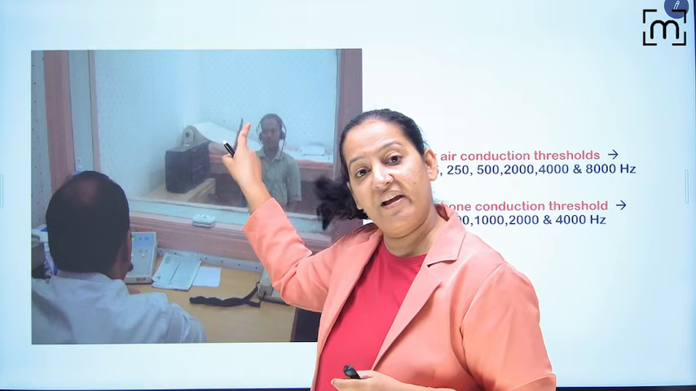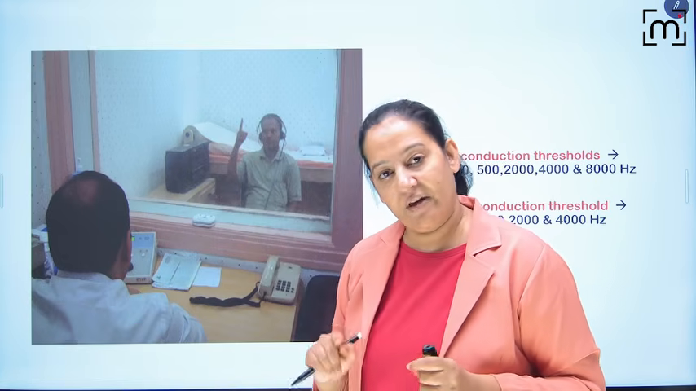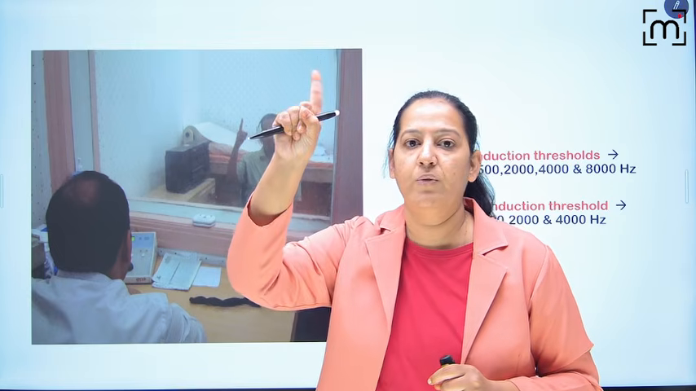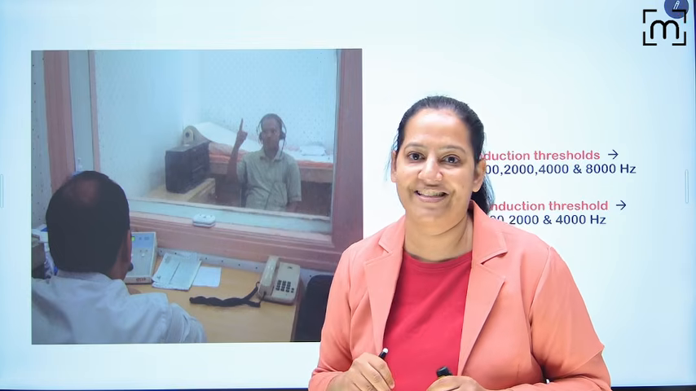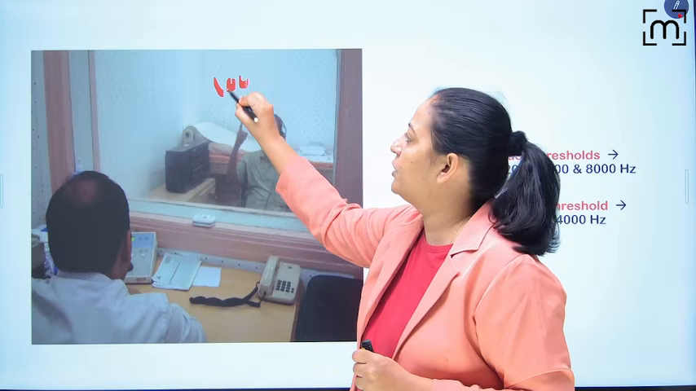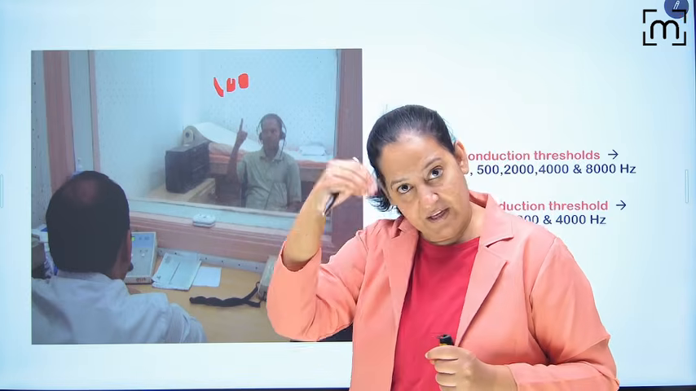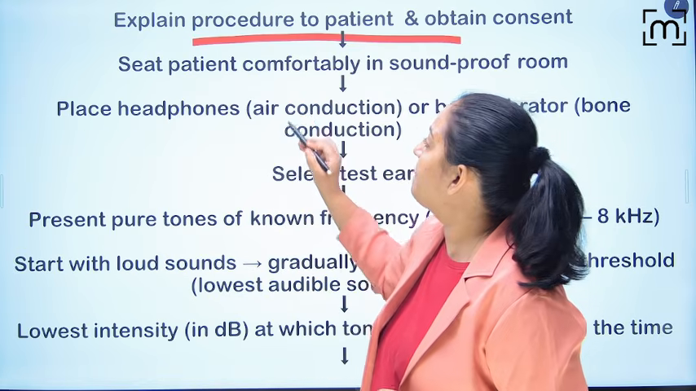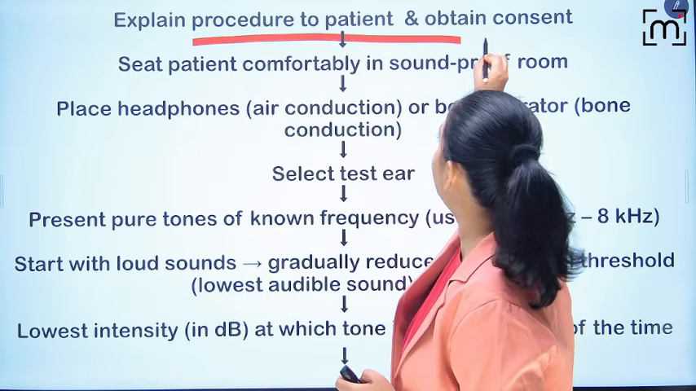You have to raise your finger every time you hear the sound. Whenever you hear it, you raise your finger, and I will reduce the loudness by 5 decibels. I will start with 100; you hear, you raise your hand. Then I will give you 95; again you hear, you raise your hand, like that. So I'll explain the procedure and obtain the consent.